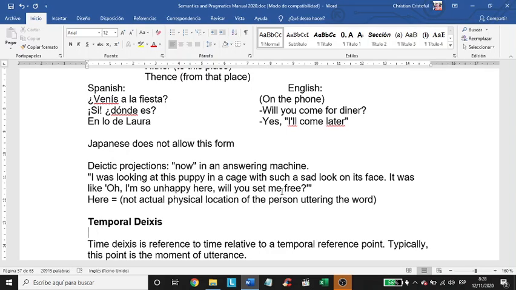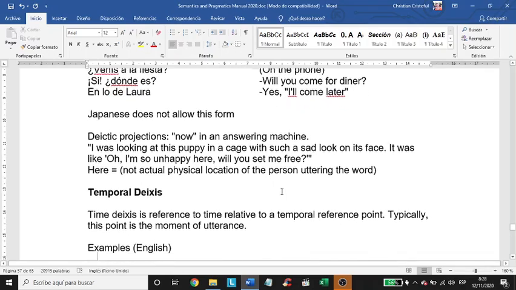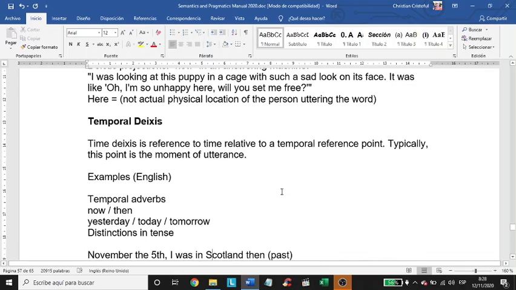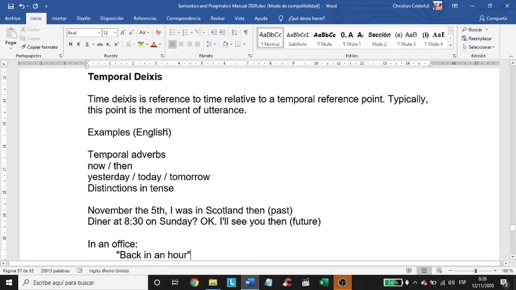Okay. We have another type of deixis, temporal deixis, which uses adverbs. Yes. Temporal adverbs: now and then, yesterday, today, tomorrow, distinctions in tense. Okay. Look at the examples. This is so interesting regarding the use of then. November the 5th, I was in Scotland then. Then refers to back then in the past, right? But here, dinner at 8:30 on Sunday. Okay, I'll see you then. Then refers to next Sunday, future. So the word then travels through time: past, present, future.